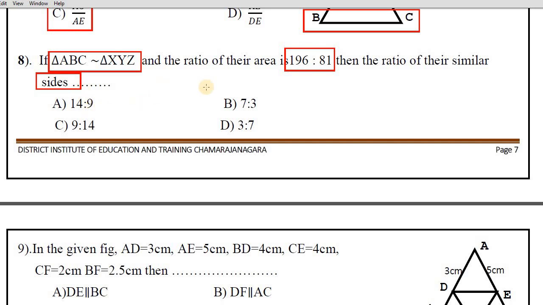So see here, 196 is the square of 14. Hence root 196 is 14. Root 81 means 9. So 14 is to 9 is the correct one. So option A is right for question number 8.